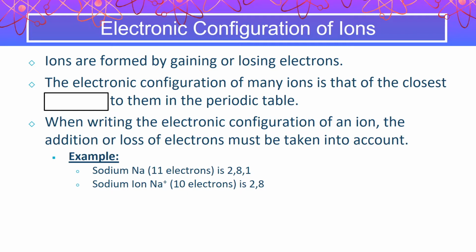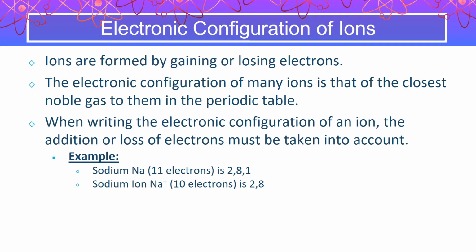Now, you actually had a question before about this, so you might already have worked this one out. But basically, you need to remember that ions are formed by gaining or losing electrons. So the electronic configuration of many ions is going to be that of the closest noble gas to them on the periodic table. Because remember, noble gases are really, really stable. They're your group 18 elements. They've got those full outer shells. They're nice and happy, and they're nice and stable.